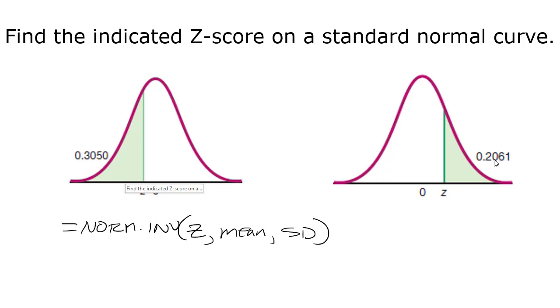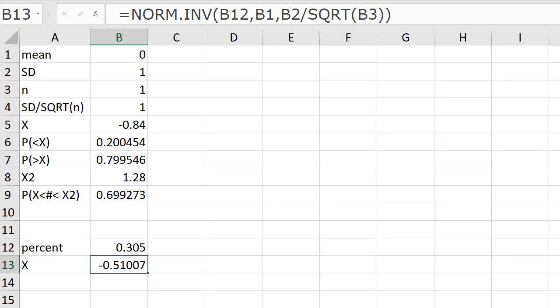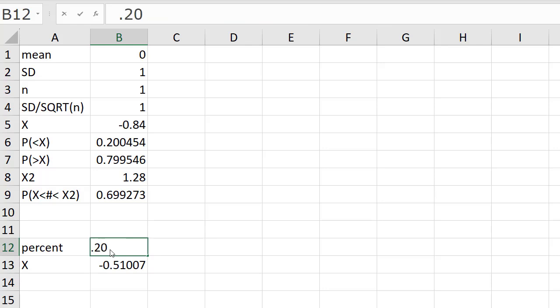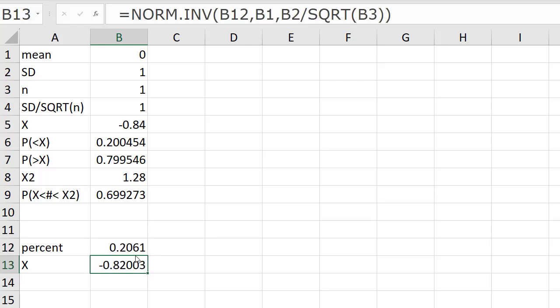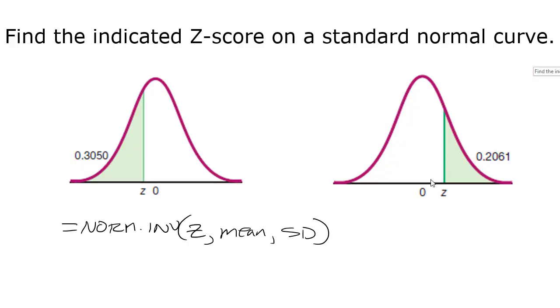Now let's see what happens if we put the 0.2061 in here. It's also negative. And you go, but wait a minute, this isn't negative. It's above here. Remember, this function always gives you the area below, right? So starting from 0 up to. So what's happened when we put in the 0.2061 is it's giving us the mirror image of this area over here of being 0.2061. And it found this z-score.